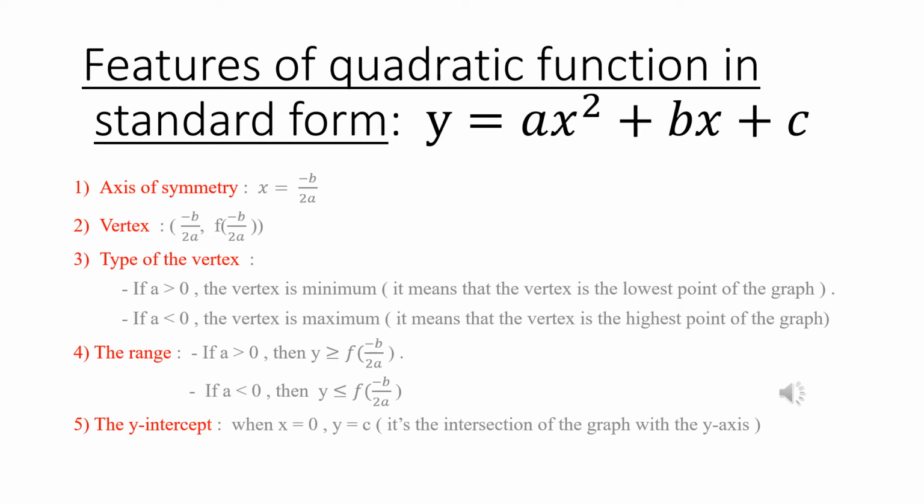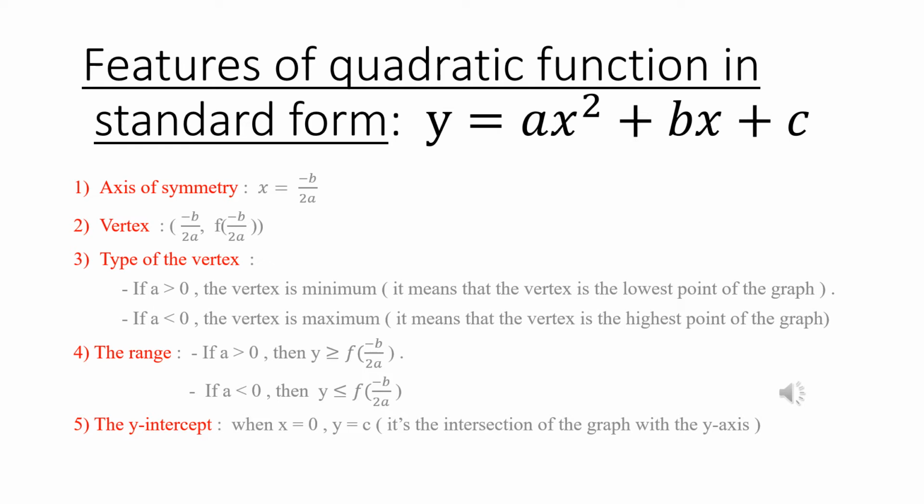In order to calculate the ordinate of the vertex, we need to replace the abscissa of the vertex in the given function. The type of the vertex determines whether the graph of the function opens upward or downward. It depends on the sign of a.